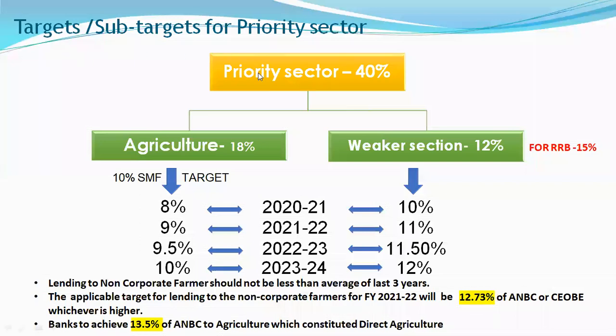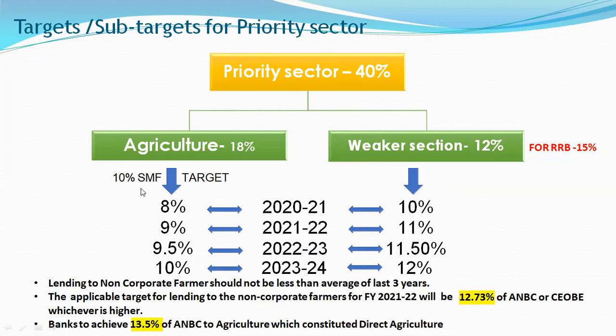So, target and sub-target. Priority sector is 40%, agriculture is 18%, weaker section is 12%, RRB 15%. In this also they have done it phase-wise. So 2021, agri should be 8% and weaker should be 10%. And 21-22. This is for small and marginal farmers, because in the agriculture sector, the small and marginal farmer target will be 10%. They have to achieve it in this phased manner. And for weaker section, 12%. They have to achieve it in this phased manner.